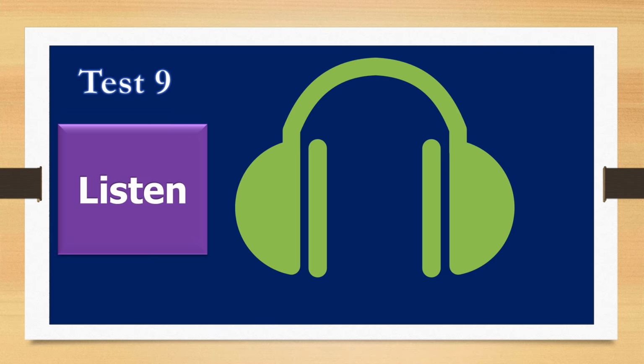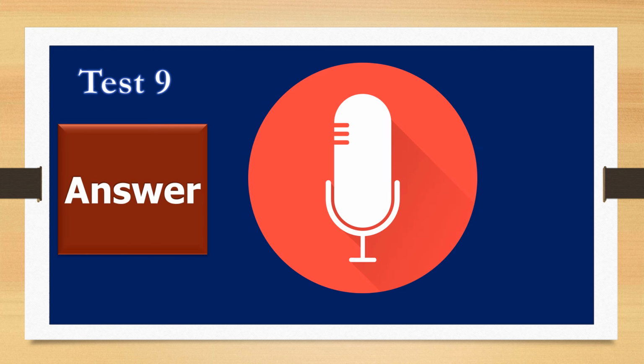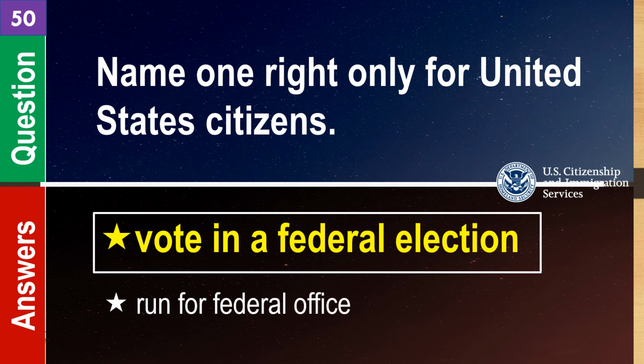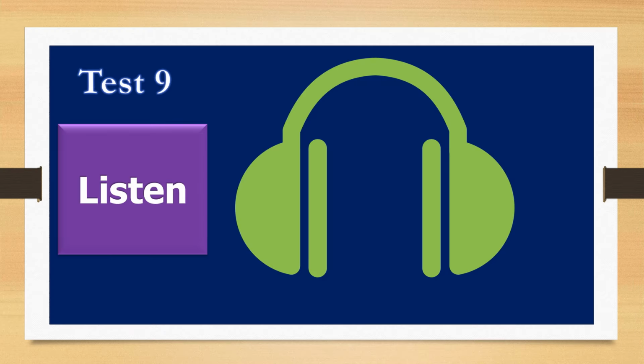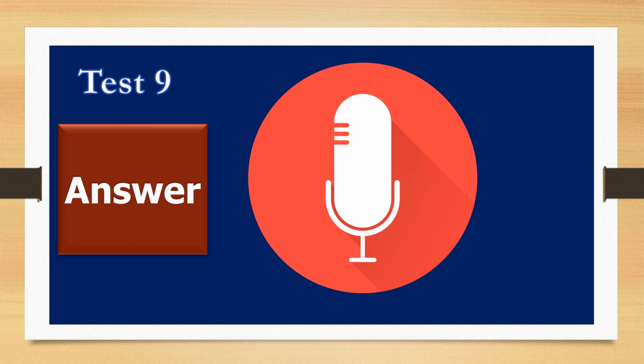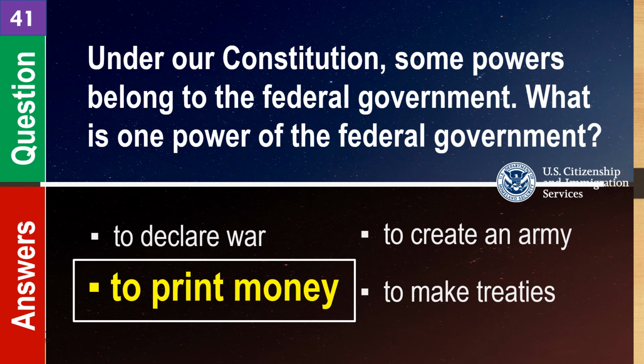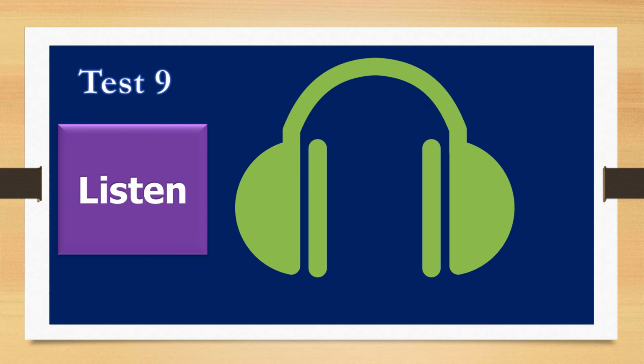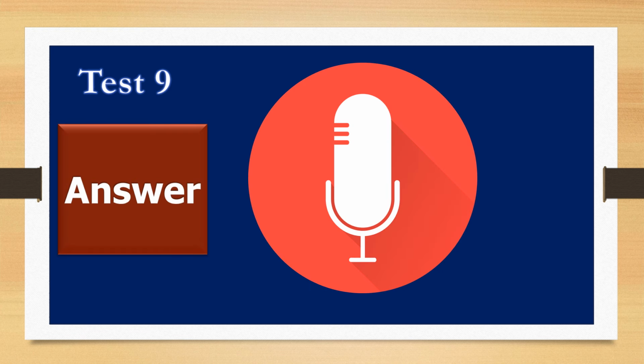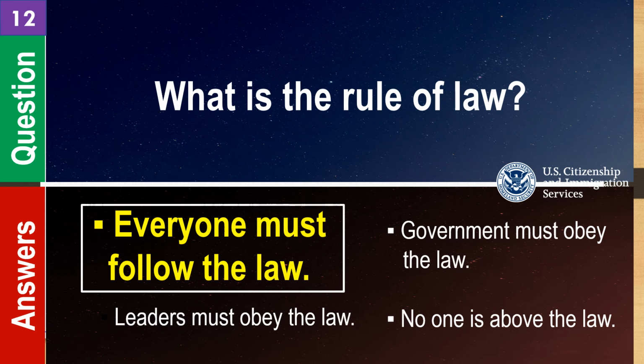Name one right only for United States citizens. Vote in a federal election. Under our Constitution, some powers belong to the federal government. What is one power of the federal government? To print money. What is the rule of law? Everyone must follow the law.